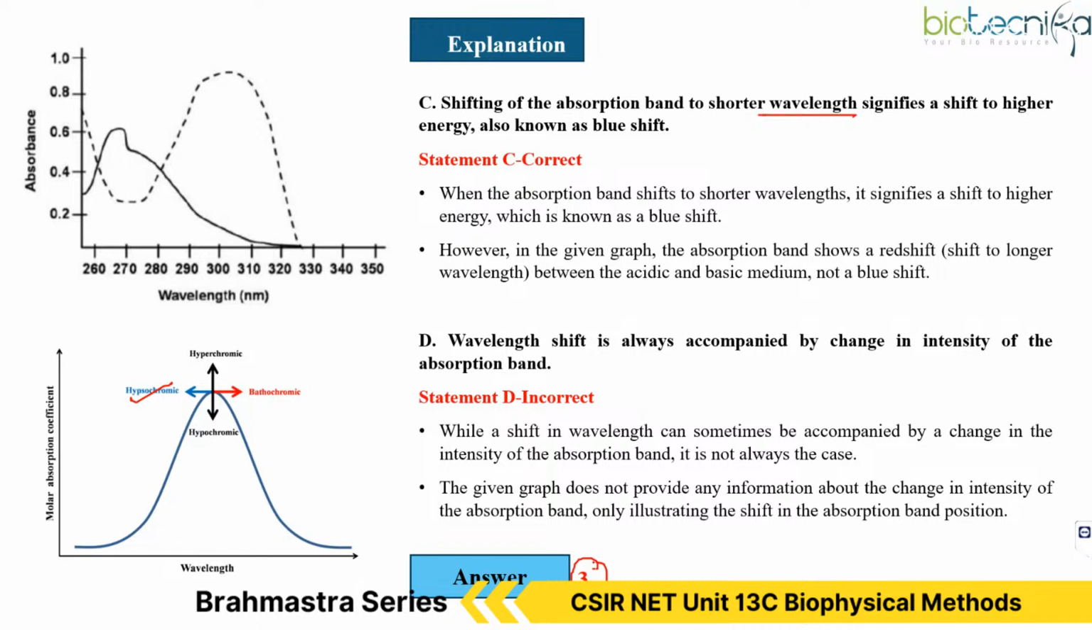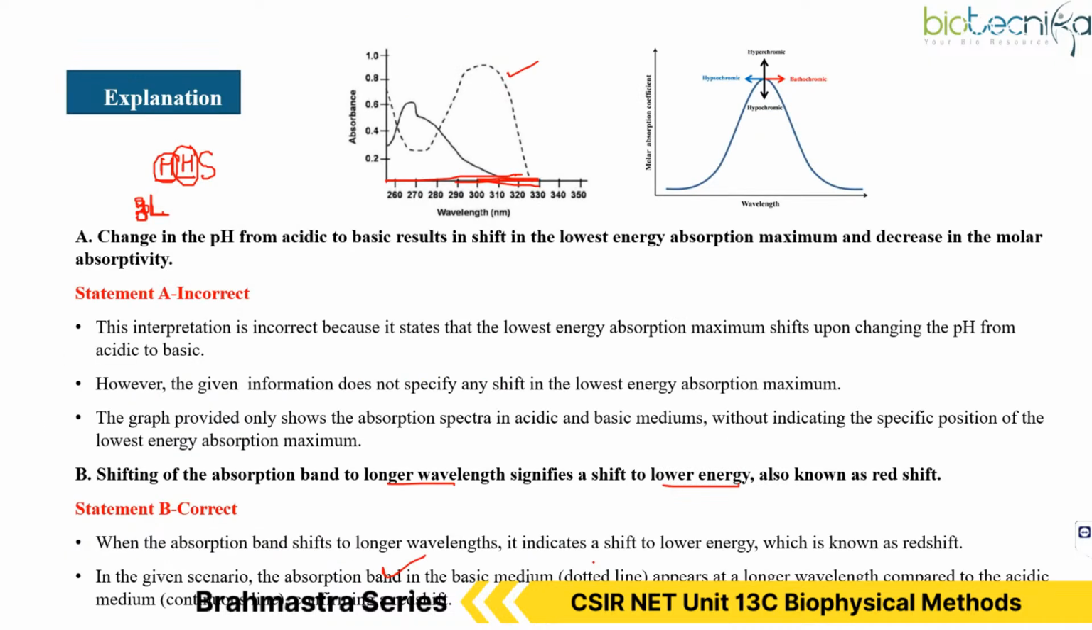Option 1, or interpretation A you are saying, right? That is what I told you, Sarita: this statement is incorrect. It states that the lowest energy absorption maxima shift upon changing the pH from acidic to basic, right? However, the information given to us does not specify any shift in the lowest energy absorption maximum. The graph provided only shows the absorption spectra in acidic and basic medium without indicating the specific position of the lowest energy absorption maximum.